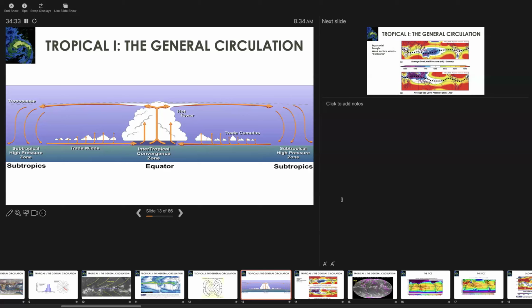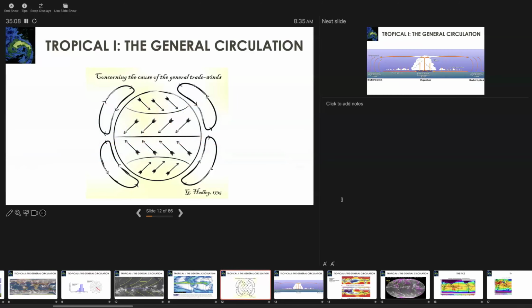Okay, Hadley didn't get that right. We don't get these thermally direct cells going all the way to the poles. Okay, so the air begins to move out from the tropics here, and it then begins to sink at about 30 degrees north and south. And as it begins to sink down towards the surface, part of that sinking air returns back towards the tropics, and part of it moves up towards the middle latitudes. The left-hand side of the diagrams here, we're going to come back and talk about after spring break, right? Let's just focus on these.